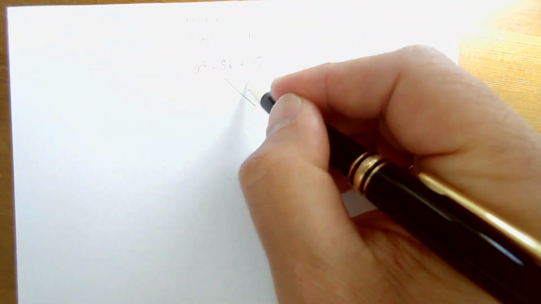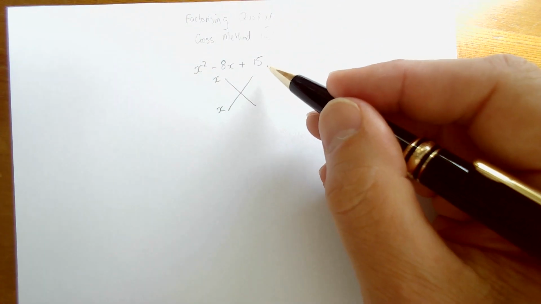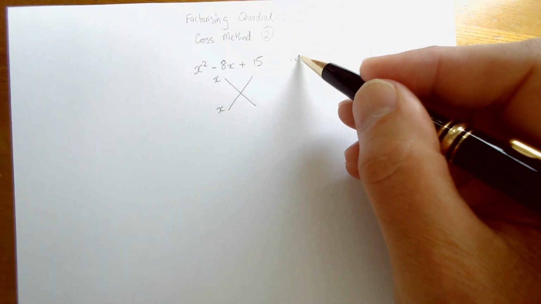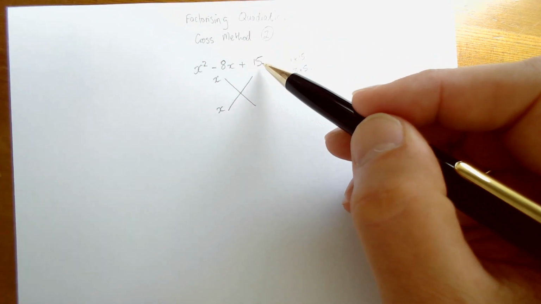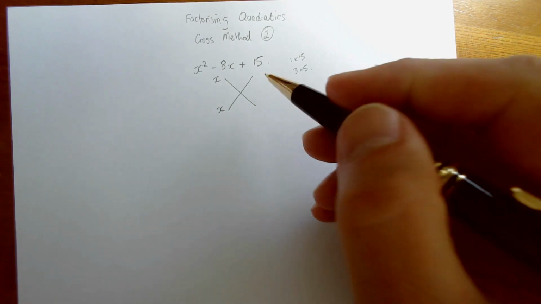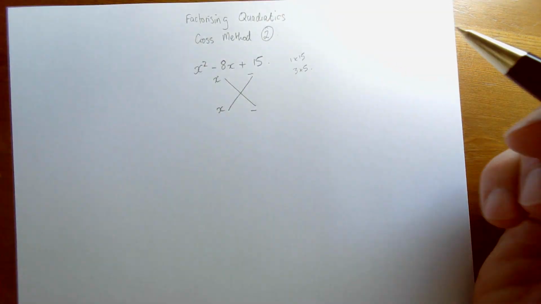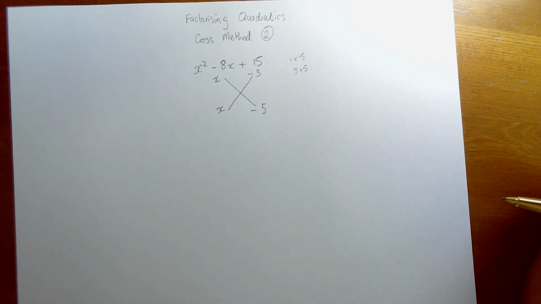So we start off with our cross as usual, and we know that x times x will give us x squared. Okay? And then we know what are the factors of 15. Well, we have 1 times 15, or we have 3 times 5. Now, we know we have a plus 15 here, okay? And we know that we want a negative here in the middle. So both of these terms are going to be negative. So we have minus 3 here and a minus 5 here.